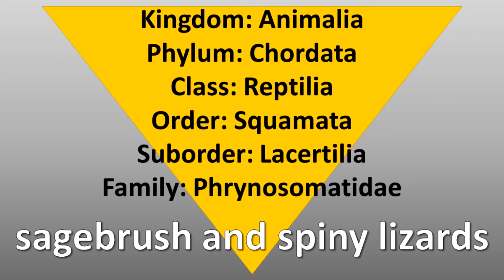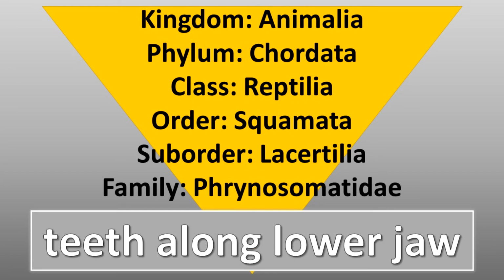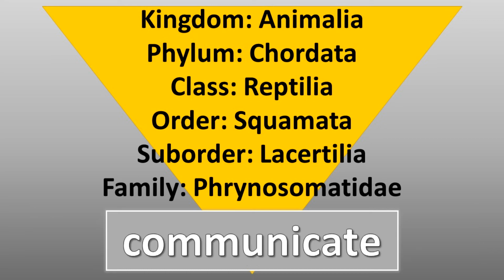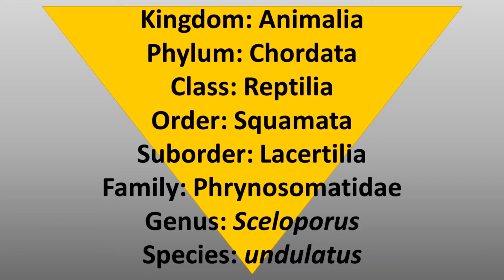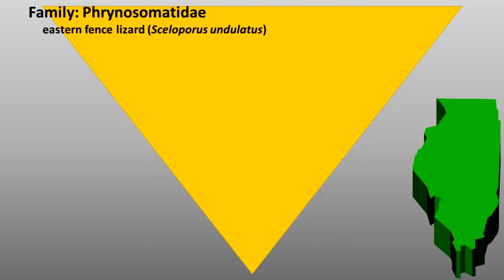Sagebrush and spiny lizards are in family Phrynosomatidae. These lizards have teeth along the lower jaw. They communicate with each other by body movements. Containing only 1 genus and 1 species in the state, the eastern fence lizard is the only Illinois representative of this lizard family.